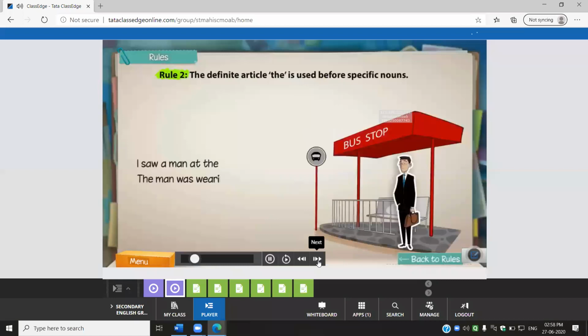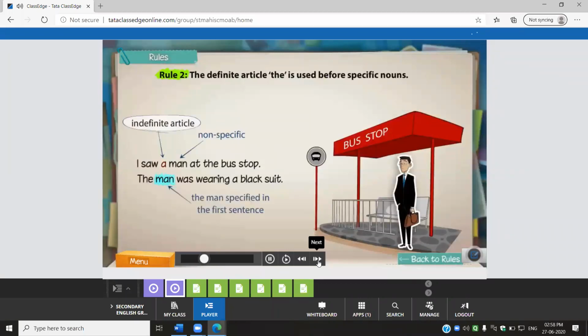Now read these sentences. You use the article a before the noun man in the first sentence because no specific man is being referred to. However, the second sentence refers to the specific man mentioned earlier. So, the definite article the is used before man.